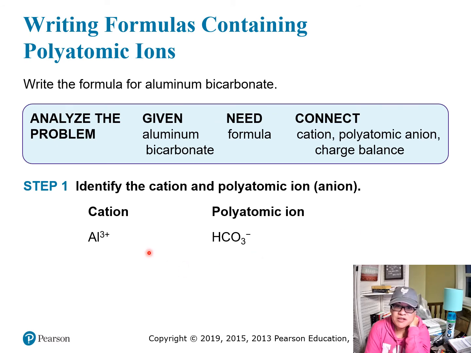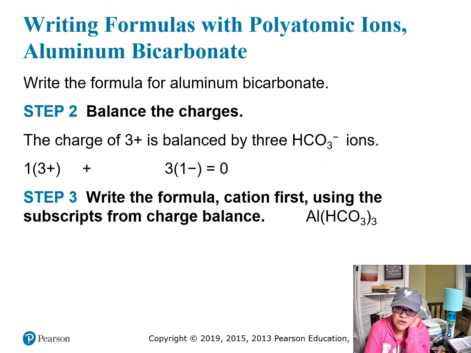Here's another example we can try, aluminum and hydrogen carbonate. Those are the names for those. And you'll have a 3+ charge on your aluminum and a 1- on your hydrogen carbonate. So the aluminum's charge will come over here. The hydrogen carbonate charge will come over here.